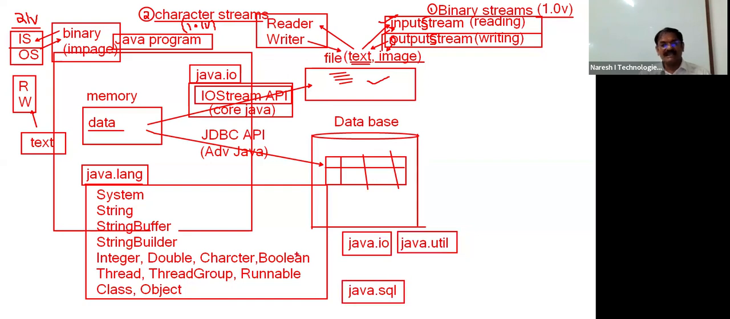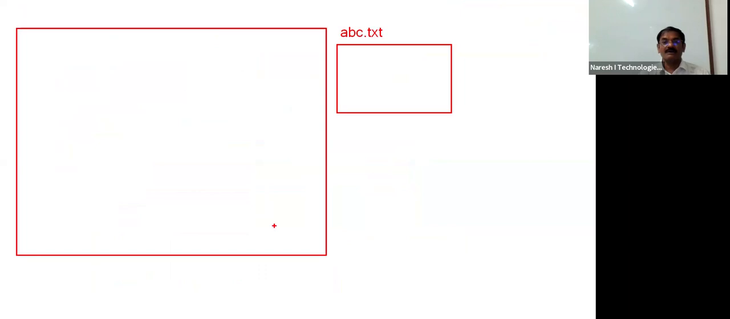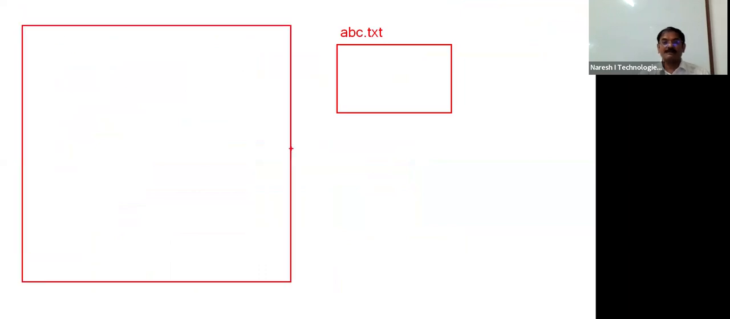Whenever you are accessing any class which is available outside of the java.lang package, you must add an import statement. That means, if you want to write a Java program to store data into this file, I'm taking the file name as abc.txt.